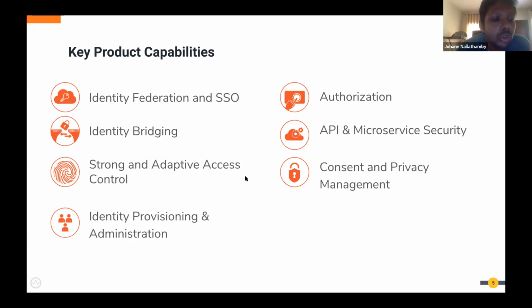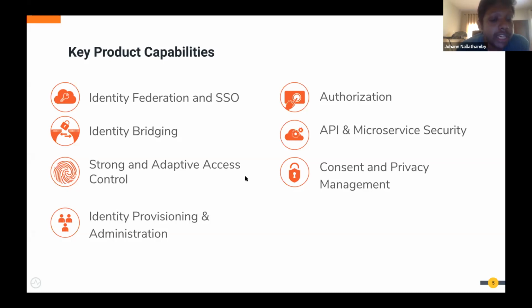Then we can also do different mechanisms of authentication. Like I said before, we can do knowledge-based authentication, such as username, password, PIN, challenge questions. We can do possession-based authentication. We can do SMS OTP, email OTP, mobile authenticator applications. We can do FIDO2 passwordless authentication, certificate-based authentication, and many more authentication mechanisms.